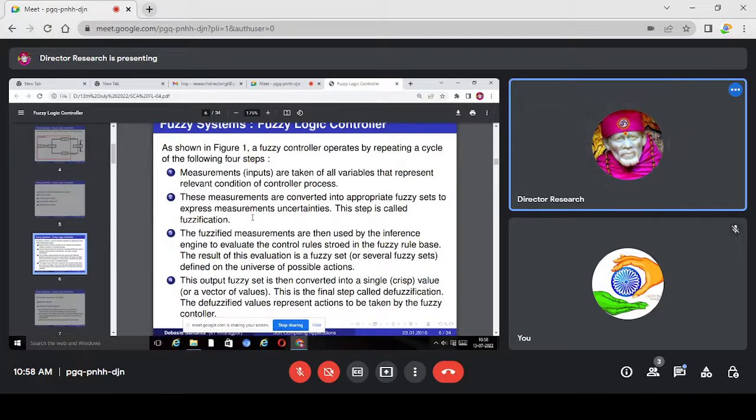The third step: the fuzzified measurements are then used by the inference engine to evaluate the control rules stored in the fuzzy rule base. The result of this evaluation is a fuzzy set, or several fuzzy sets, defined on the universe of possible actions. The output fuzzy set is converted into a single crisp value or a vector of values. This is the final step, called defuzzification. The defuzzified values represent actions to be taken by the fuzzy controller.